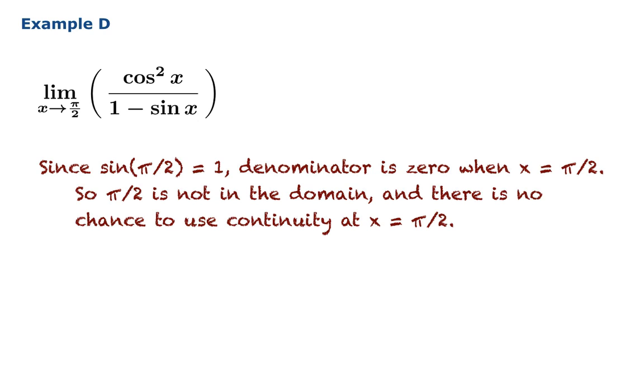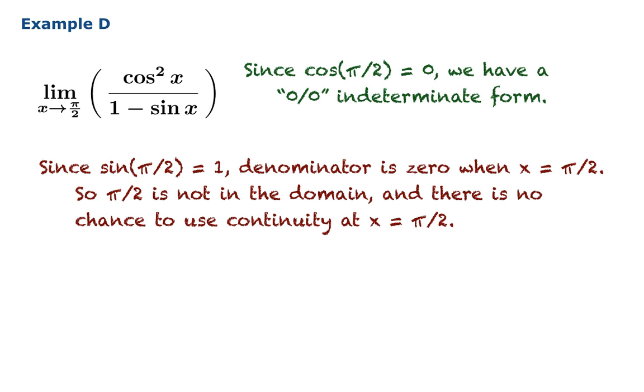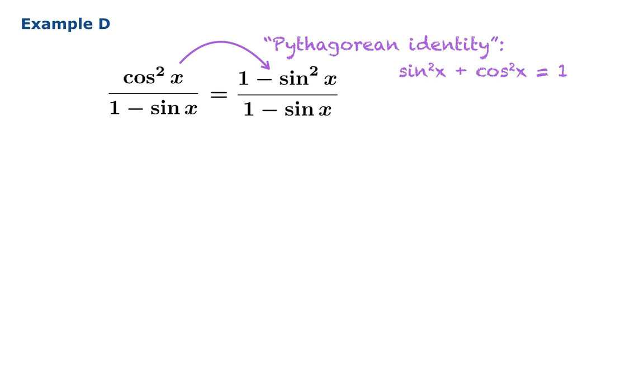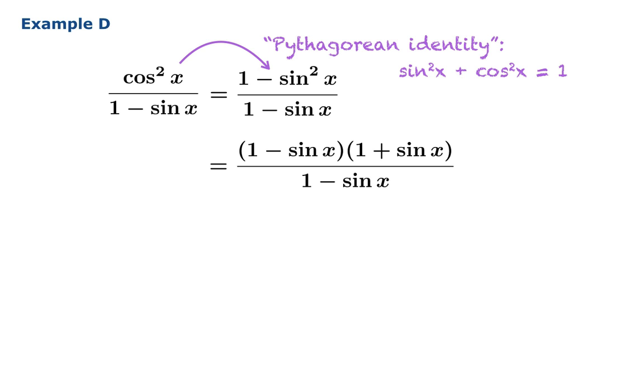And as in the previous examples, the numerator function also approaches 0 as x approaches the target argument, so we have a 0 over 0 indeterminate form. We really do need to work on this before we can evaluate it. We'll use the Pythagorean identity sine squared plus cosine squared equals 1 to rewrite the numerator as 1 minus sine squared. Factor the numerator and cancel out the like terms.